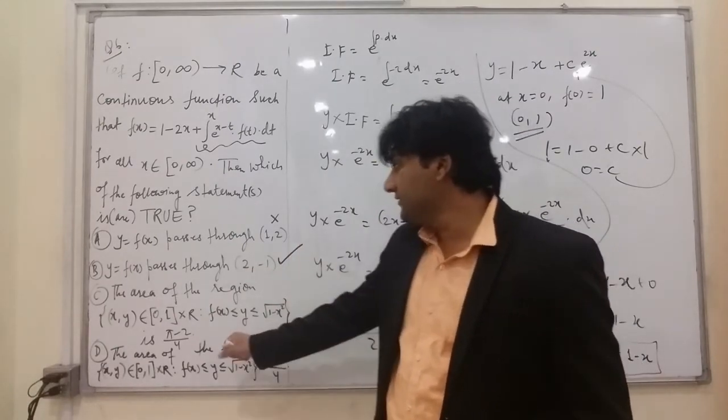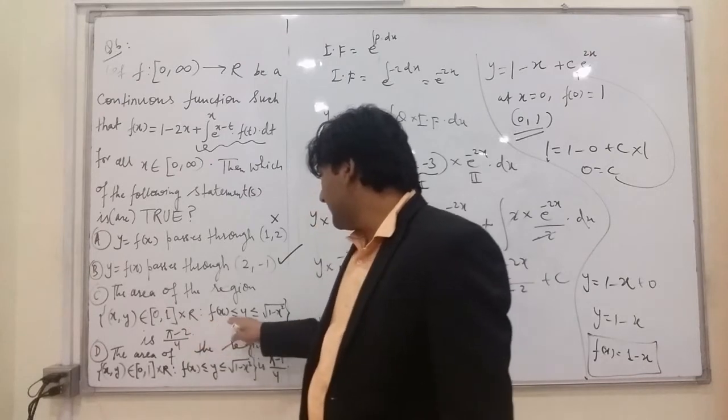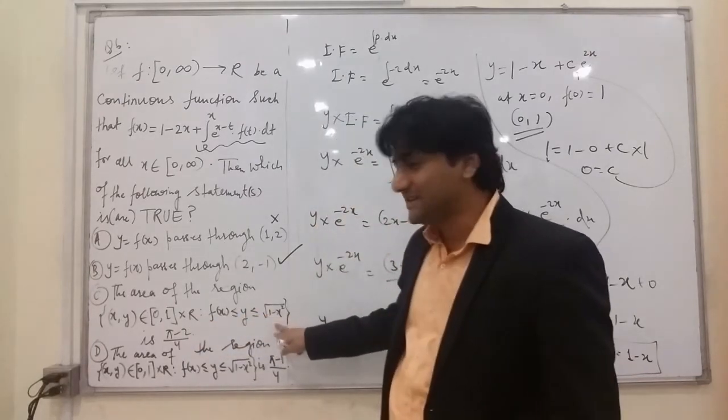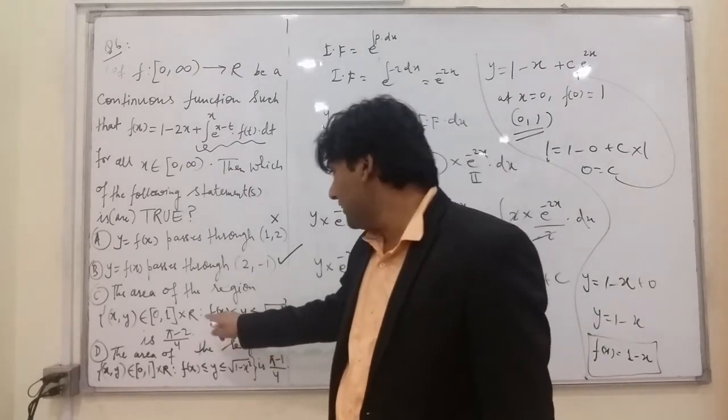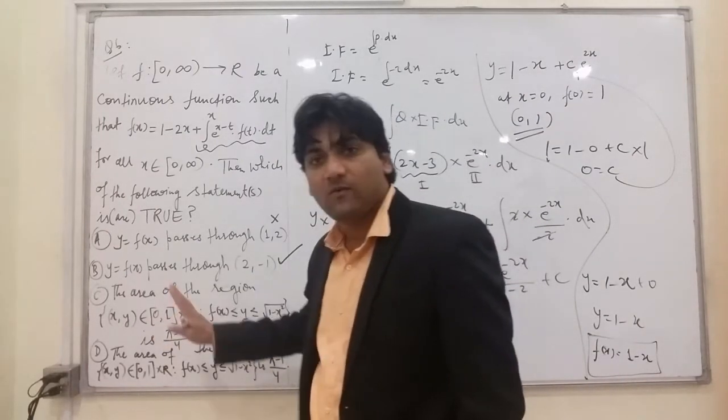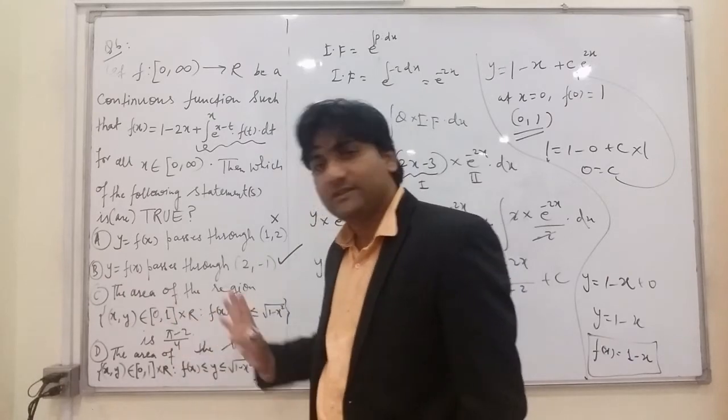Now area of the region bounded by f(x) and root of 1 minus x squared. Okay? But what about the domain? Only 0 to 1. So this is the domain, 0 to 1. That's it.